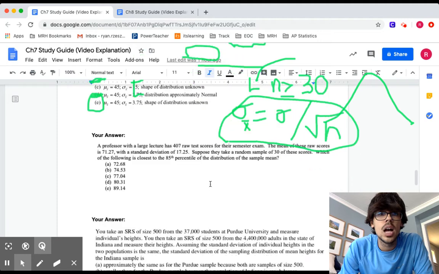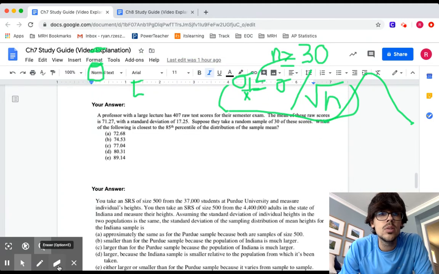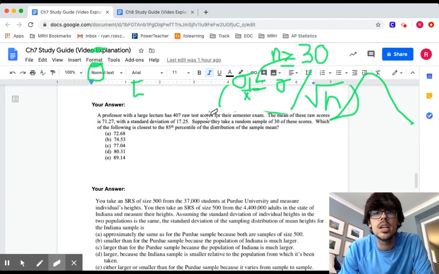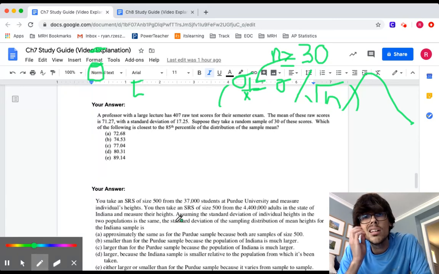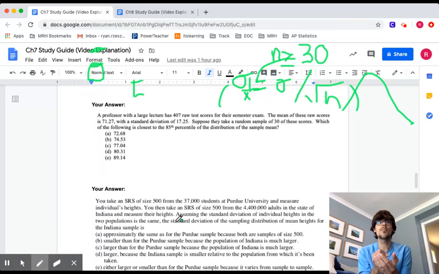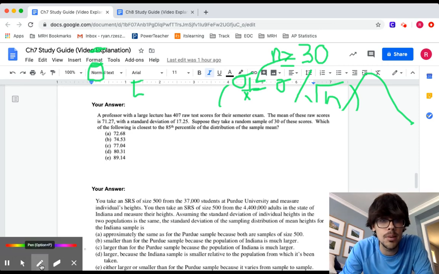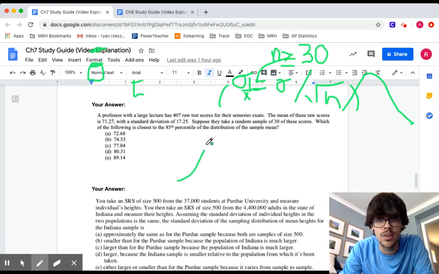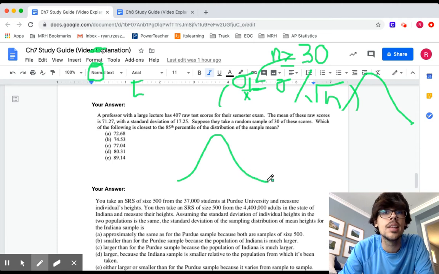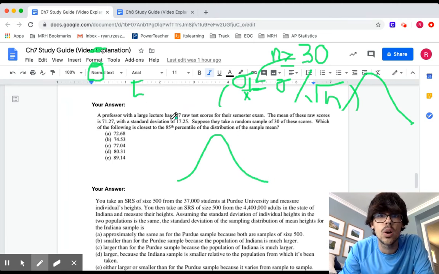All right, on to this next problem here. I'm reading through this problem. It's talking about probability, kind of a tricky question. Well, they're talking about a random sample, and they're talking about the sample mean. This is going to be a problem where if my sample size is big enough, I'm going to do a normal CDF.